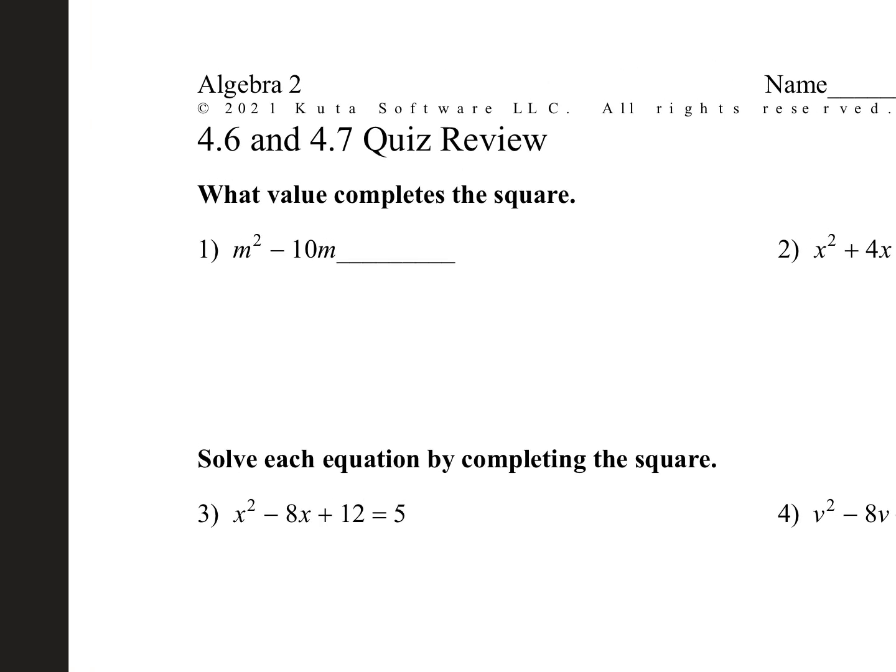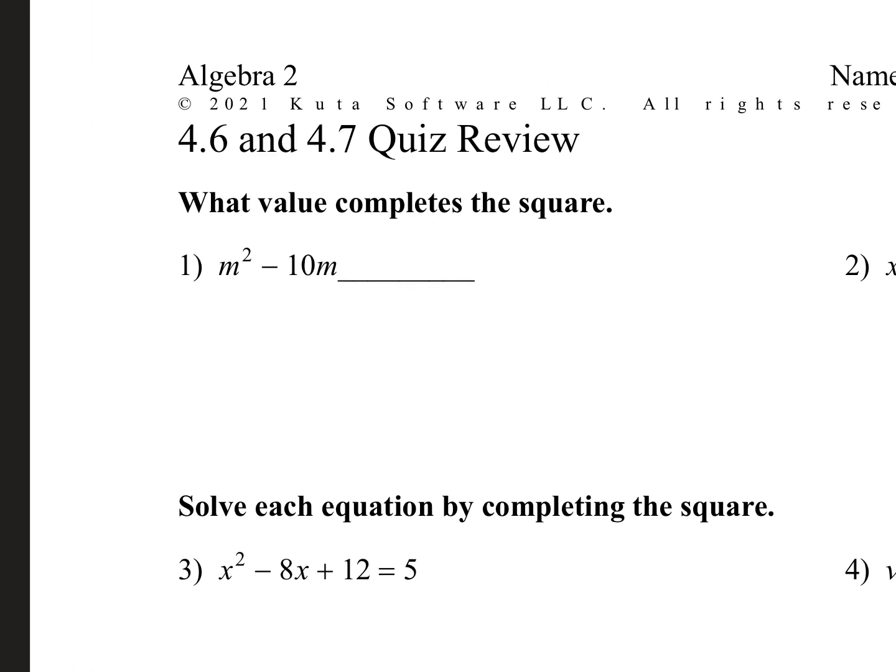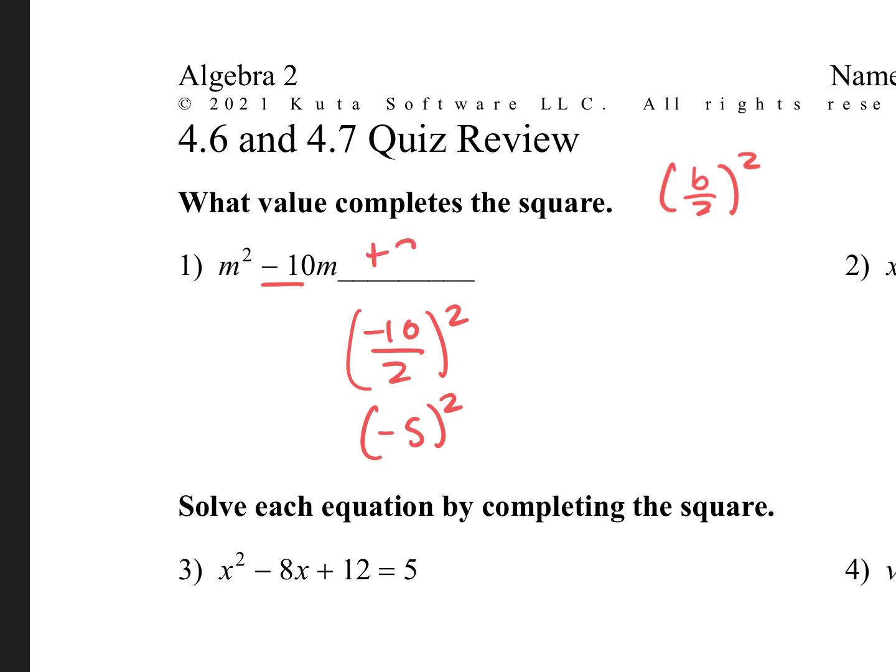All right, we're going to start with the odd ones for the review. So looking at number 1, what value completes the square? What's the formula that I use here? B over 2 squared. Awesome, b over 2 squared. And what's my b here? Negative 10. So negative 10 over 2 squared. What's negative 10 over 2? 5. And what's negative 5 squared? 25. So 25 completes the square.